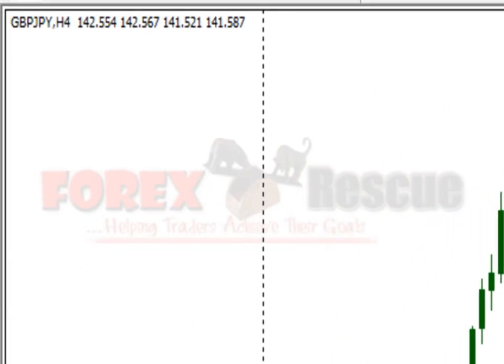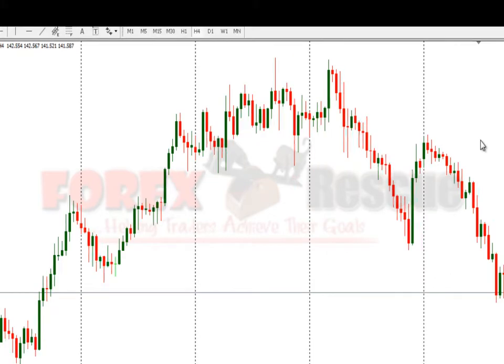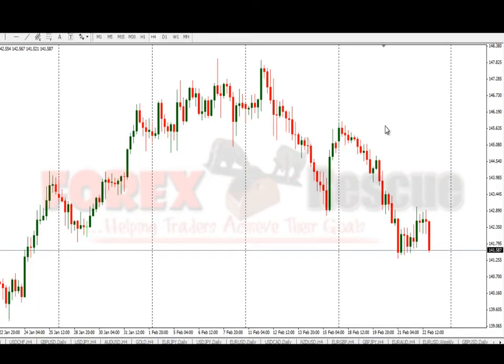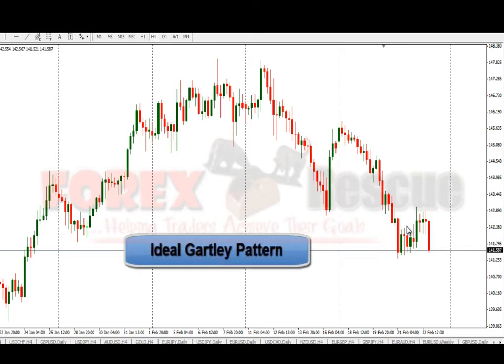The Pound JPY 4-hour time frame. The Pound JPY has been in an uptrend for a while now, and only of recent price has gradually retraced down. You can see it has been in an uptrend. Only of recent price has gradually retraced down. So on the 4-hour and daily time frame, an ideal Gartley pattern has formed, giving us clues that the bulls are not yet through with their movement up.